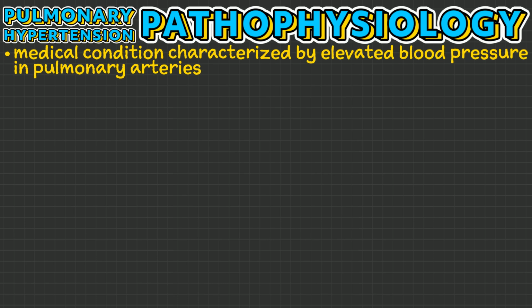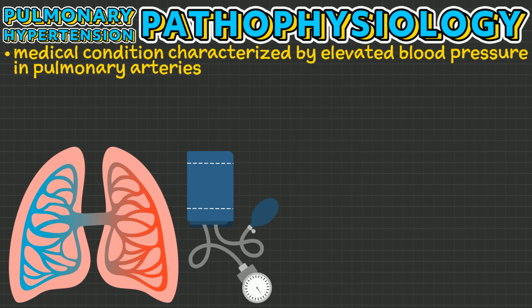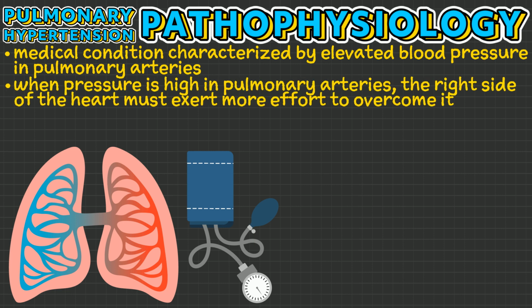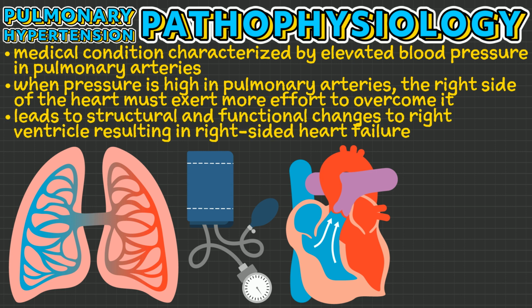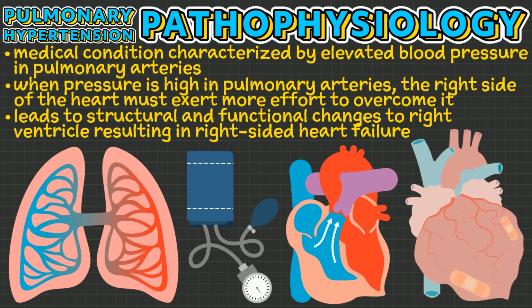Pulmonary hypertension is a medical condition characterized by elevated blood pressure in the pulmonary arteries. When pressure is high within the pulmonary arteries, the right side of the heart must exert more effort to overcome it. This leads to structural and functional changes to the right ventricle, ultimately resulting in right-sided heart failure. To learn more about right-sided heart failure, click on the link on screen or in the description below.